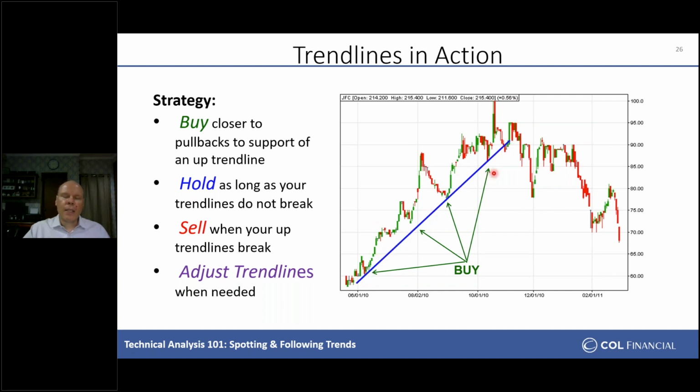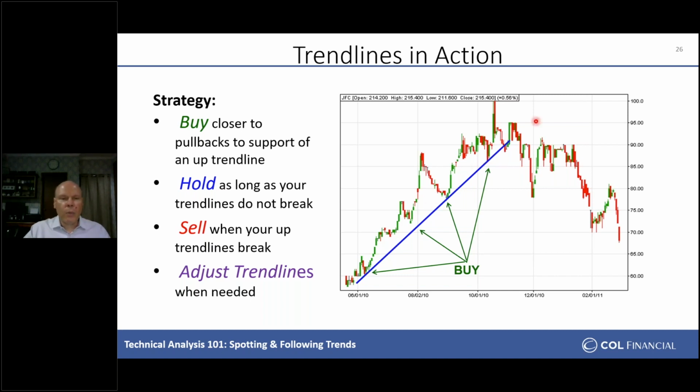And given that context, every time I see a pullback to that line or close to that line, it opens up a buying opportunity for me. So whether it be this one, this one, or this one, you just go ahead and follow that through.